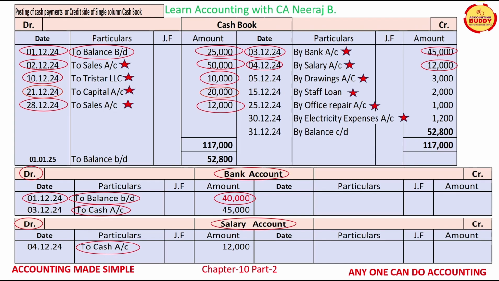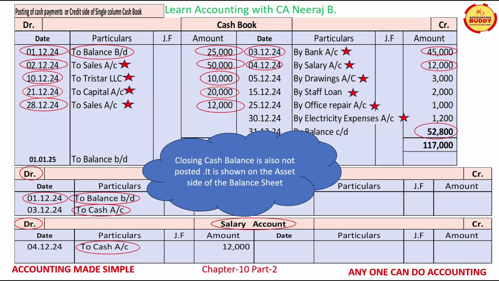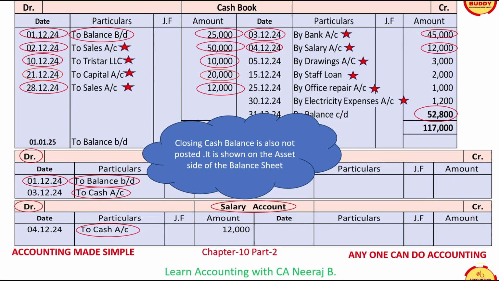The closing cash in hand balance of $52,800 is not posted. It is shown on the asset side of the balance sheet.